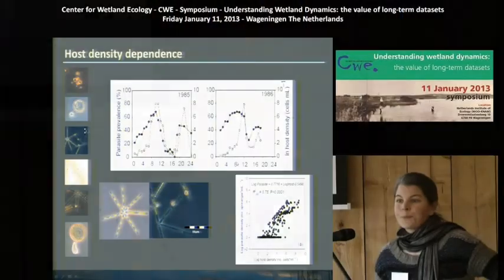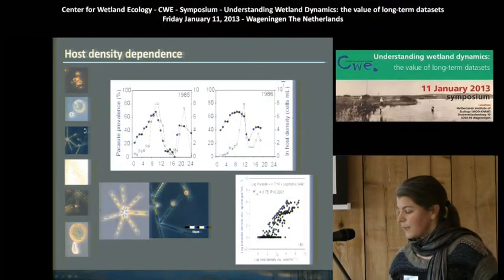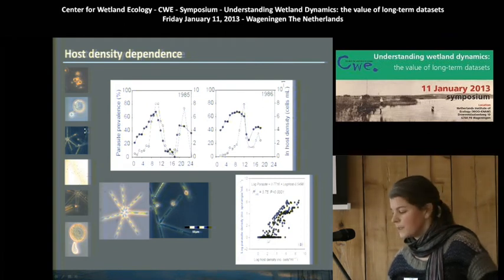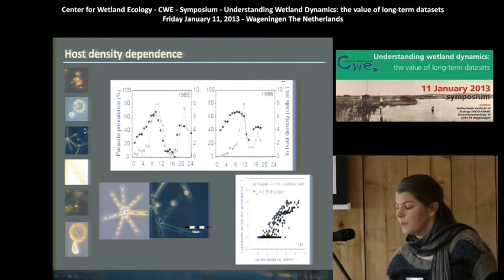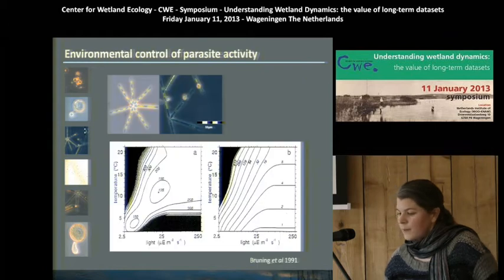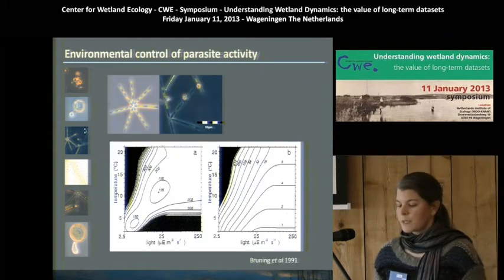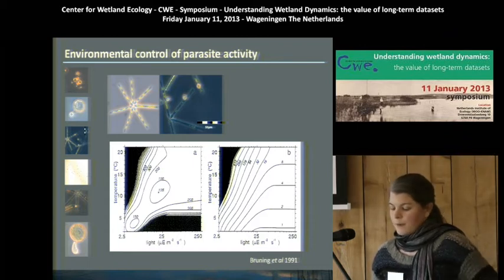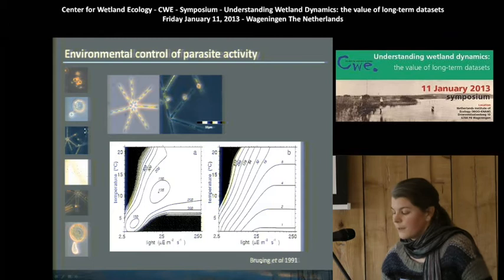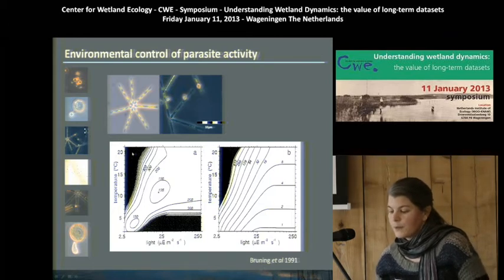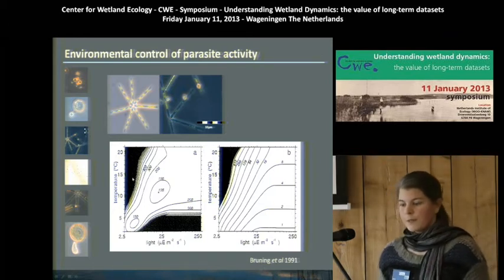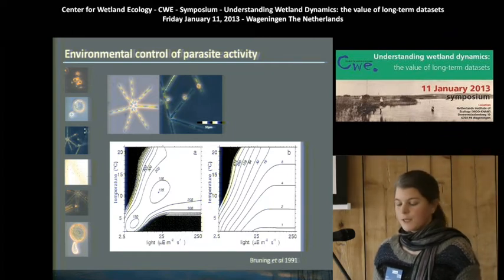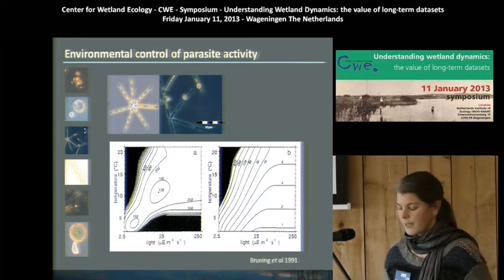Part of this dynamics can be explained by host density dependence of the parasites. So the more host there is available, the more parasite production you have. And part of these dynamics can also be explained by the environmental control of parasite activity. This is a study by Kees Bruning, who in the lab exposed Asterionella and its parasite to different temperature and different light conditions.